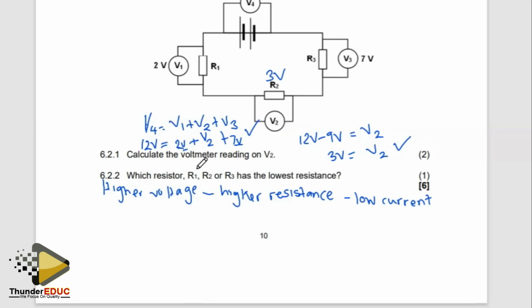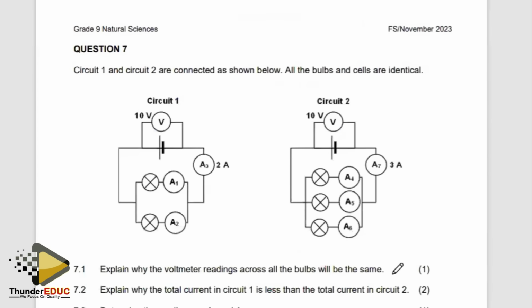Now the question says, which resistor, R1, R2, or R3, has the lowest resistance? So our answer becomes what? Which one has got the lowest voltage here? Because higher voltage, higher resistance; lower voltage, lower resistance. R1 has got lower voltage, because it's measuring 2 volts. So lower voltage means lower resistance. So your answer now becomes R1. You're done with this one. You collected your 6 marks. You move on to question seven.